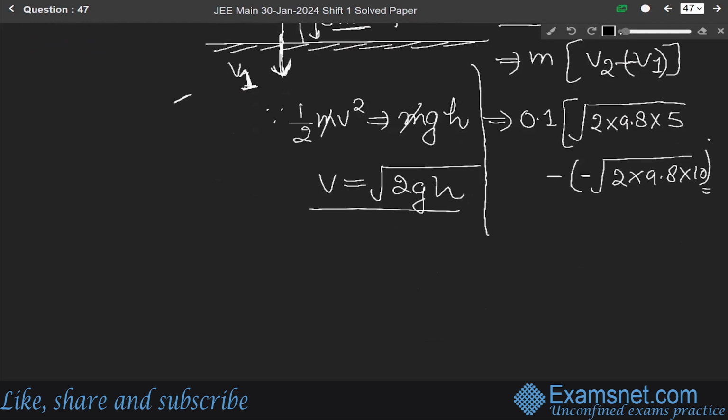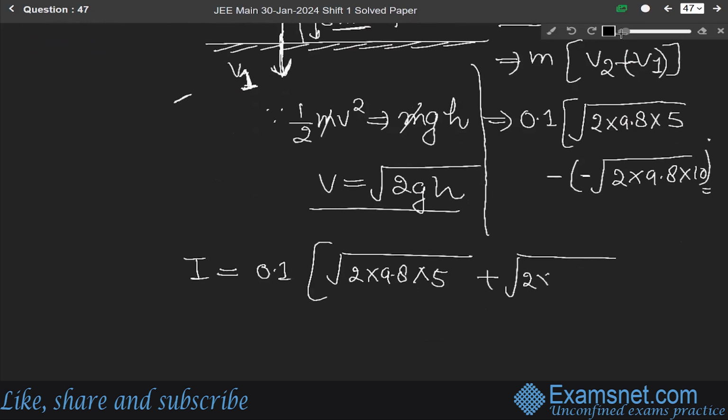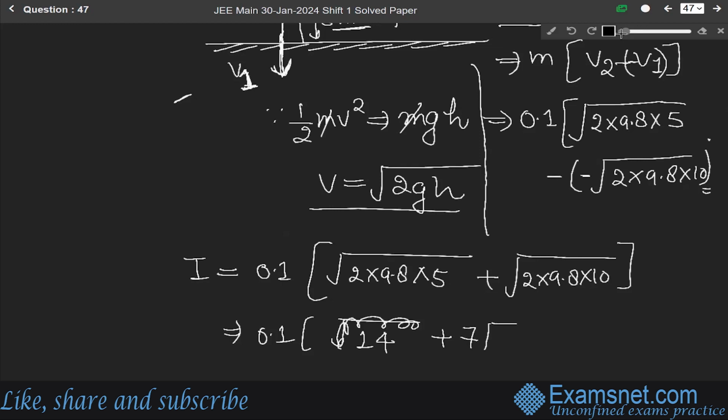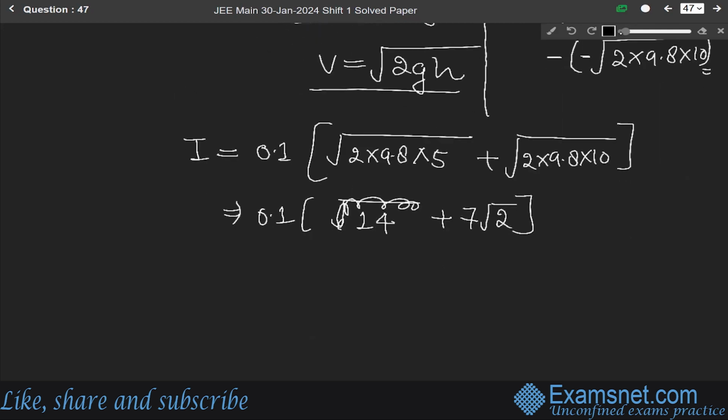So we will write the change in momentum, meaning impulse, is equal to 0.1 into under root of 2 into 9.8 into 5 plus under root of 2 into 9.8 into 10. So it will become 0.1 into (14 plus 7 root 2). Okay, so the answer will be 2.39 kg meter per second.